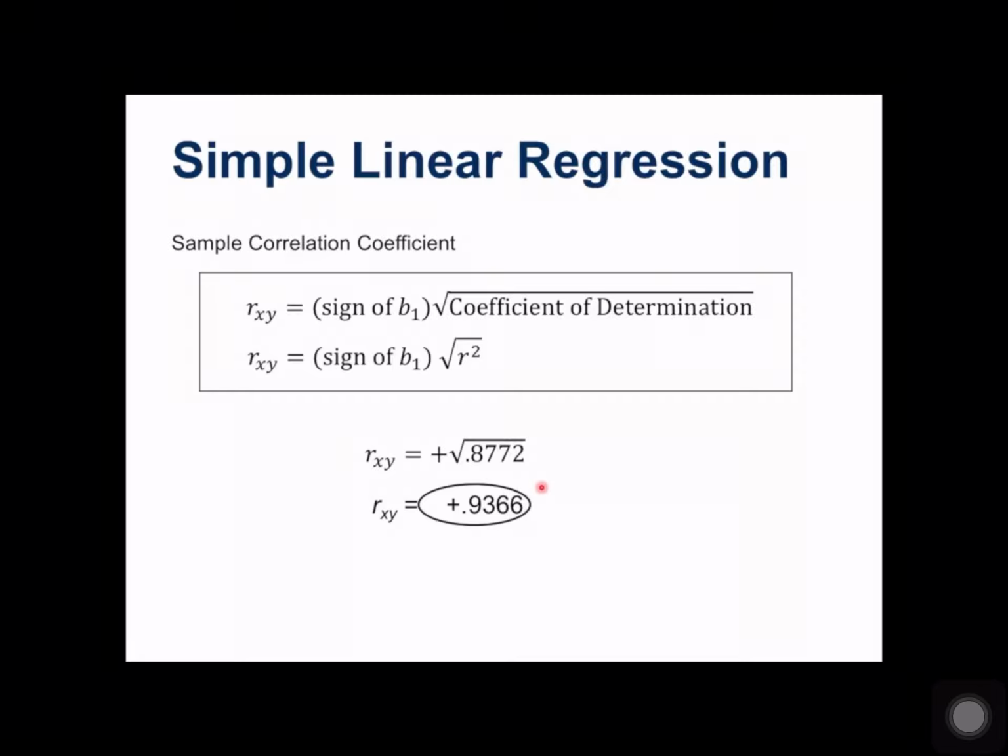So at least when you have simple linear regression and you only have one predictor in the model, you can actually take the square root of the r squared, and it would equal the actual correlation coefficient. In this case, it would be the correlation of web ads viewed to site visits. That would be 0.9366, which is a very strong positive correlation.